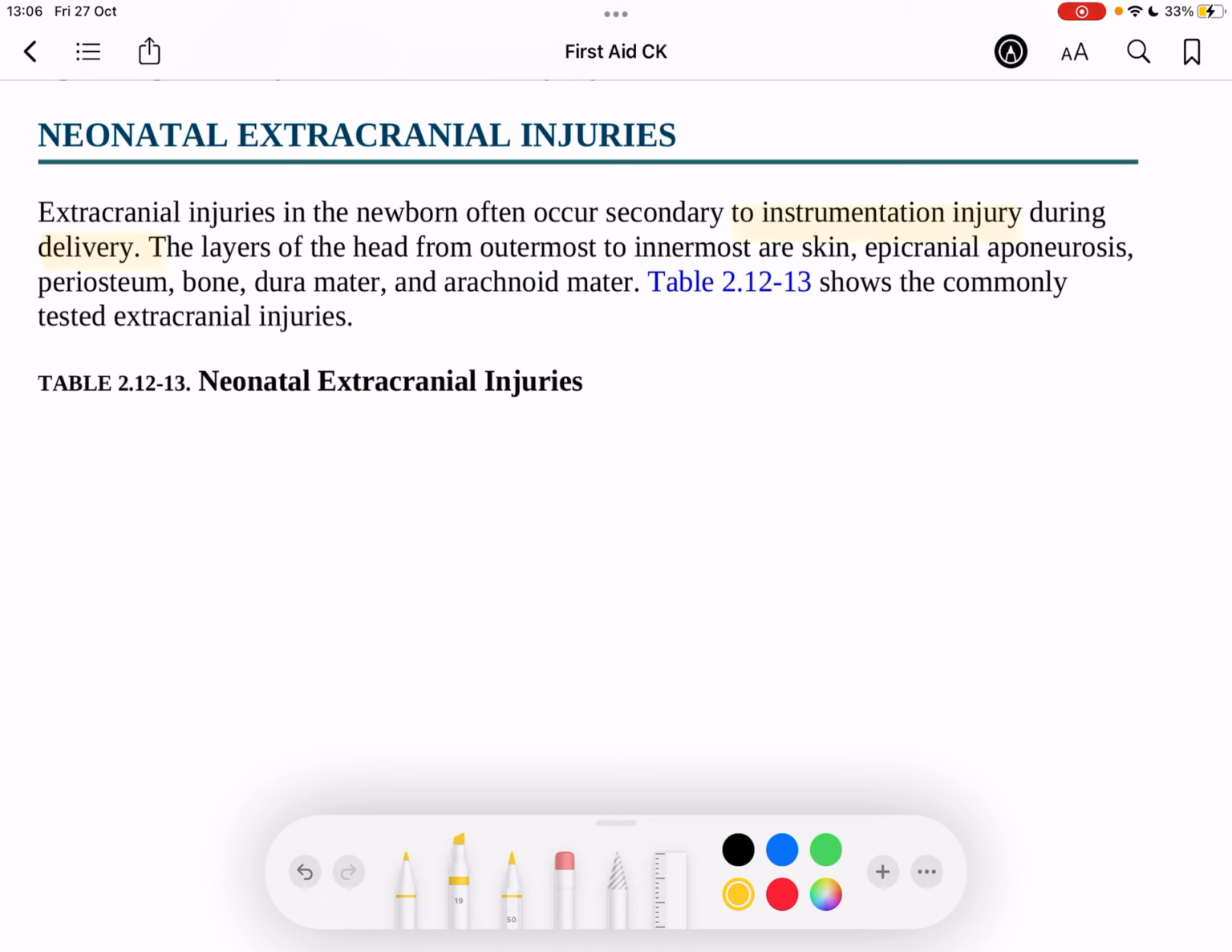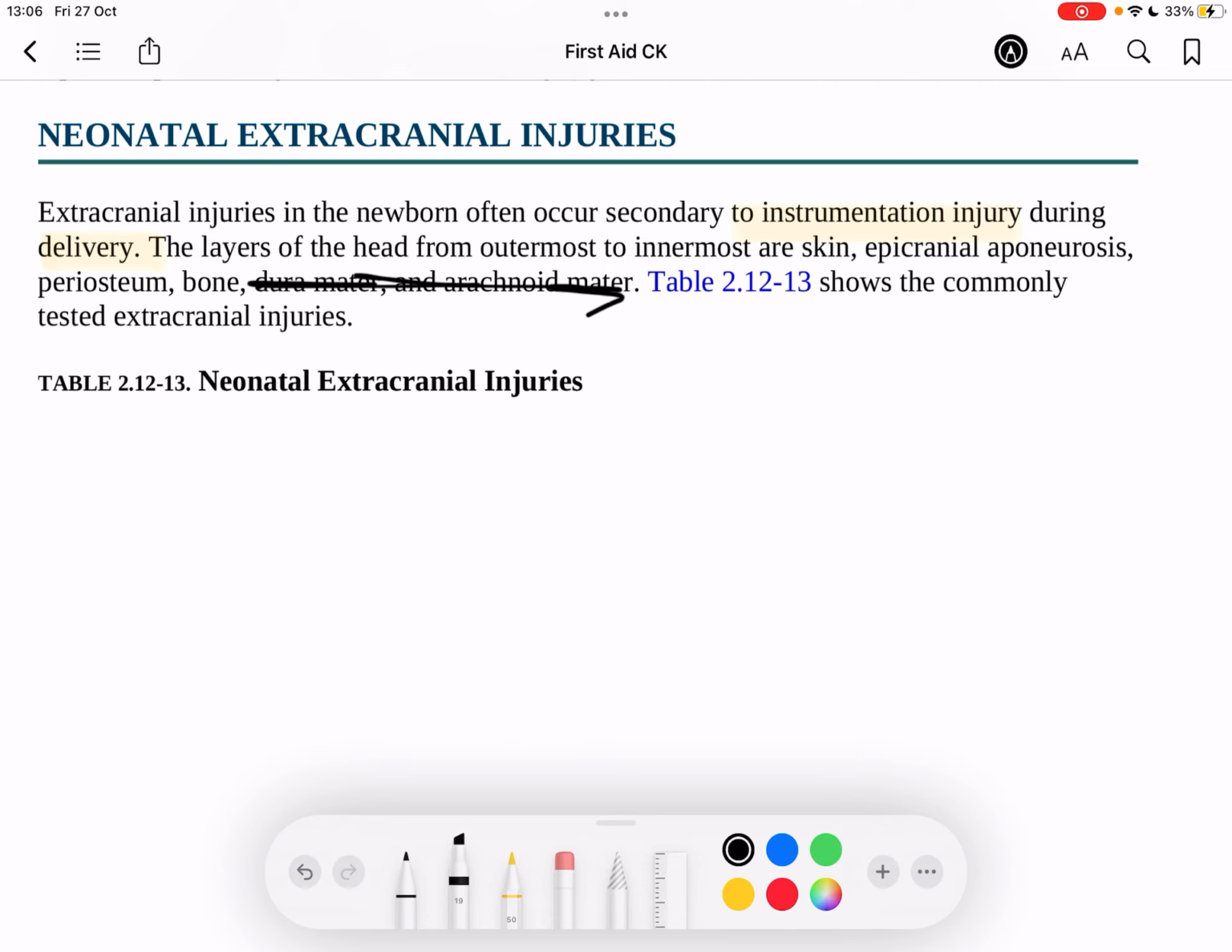And we're talking about skin, the galea aponeurosis, i.e. the epicranial aponeurosis, and the periosteum as well. Ignore the dura mater and the arachnoid mater. That's really not relevant to this. We're talking about the skin, the epicranial aponeurosis, and the periosteum.